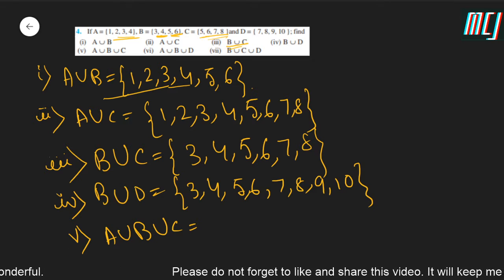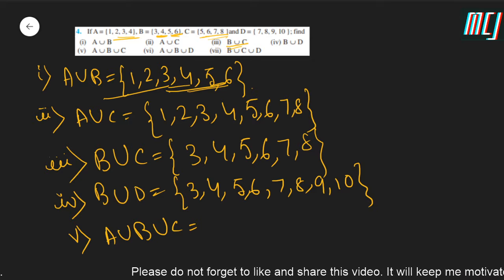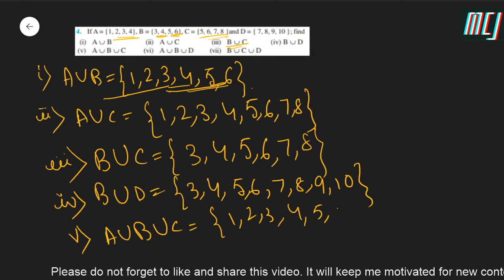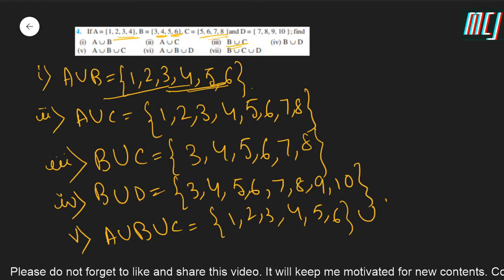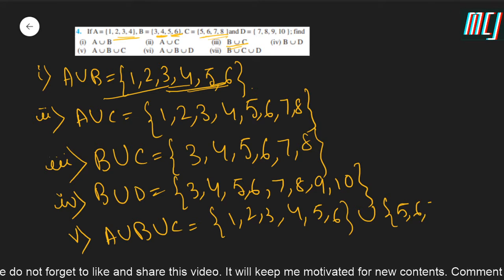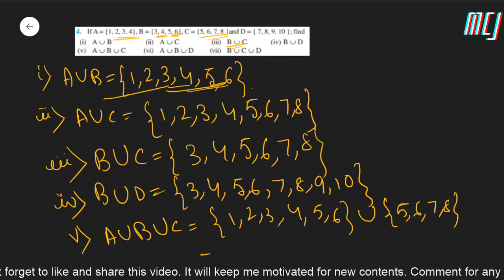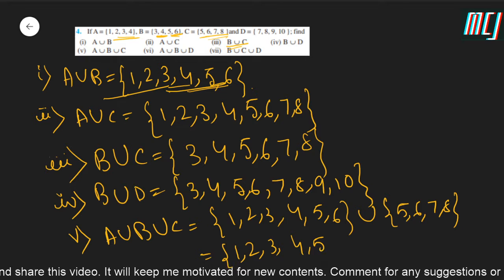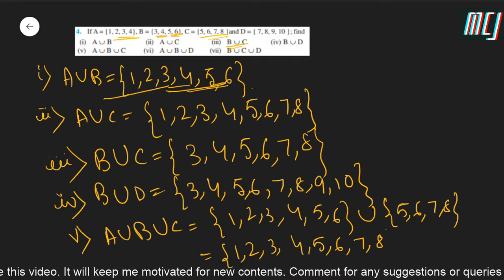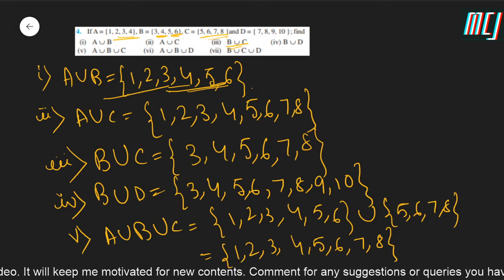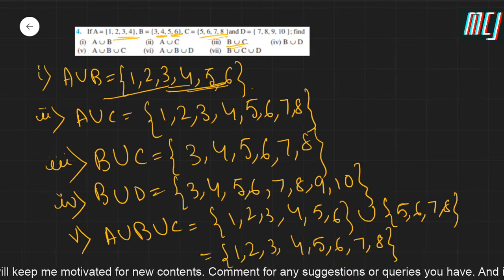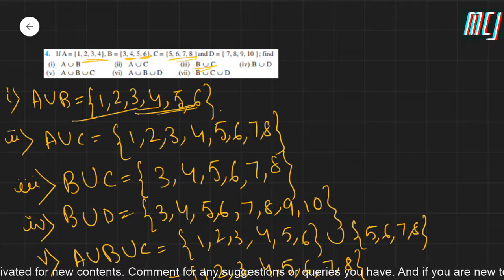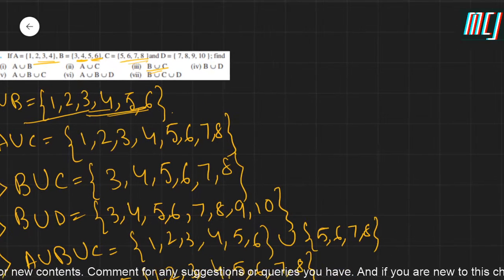So we have already calculated A union B. A union B was 1, 2, 3, 4, 5, 6. With this we will add the set C, that is 5, 6, 7, 8. So 1, 2, 3, 4, 5, 6, 7, 8. Clear? Now see, I am writing here so that we can read the question properly.